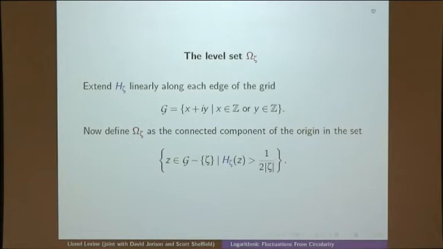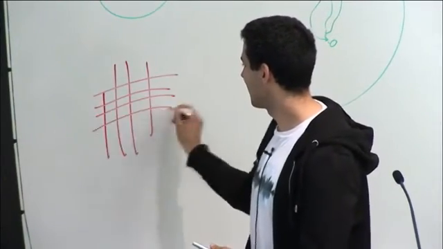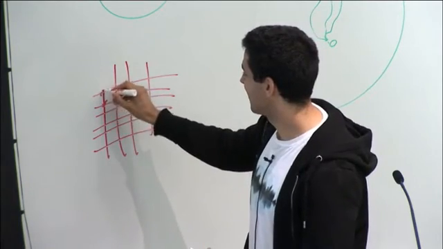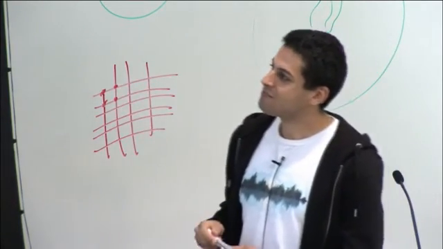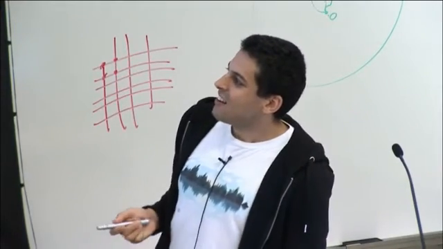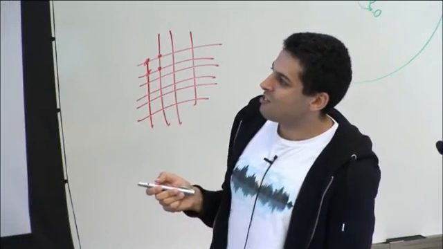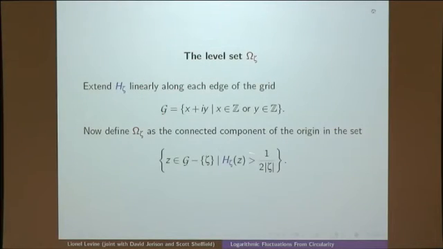So what we do is take this function, which is defined on lattice points, and extend it linearly along edges of the square grid. So now we're working with this one-dimensional grid instead of this set of discrete points. And now take the connected component of the origin in the set, which is this grid minus the point zeta, all the points where h zeta is at least 1 over 2 norm of zeta.